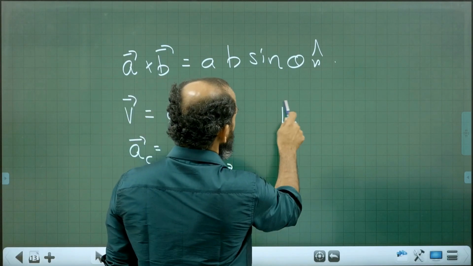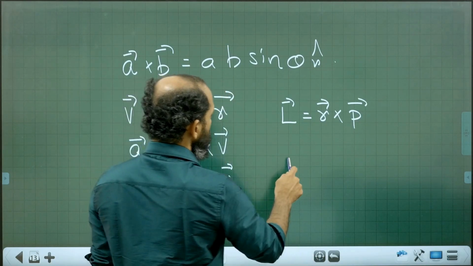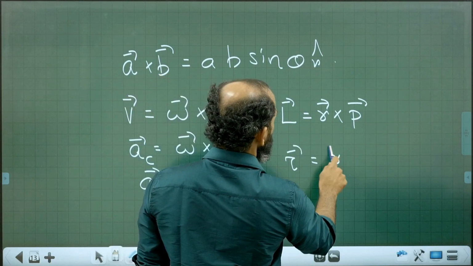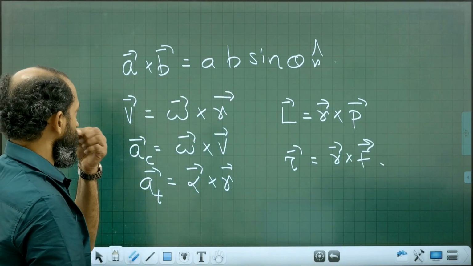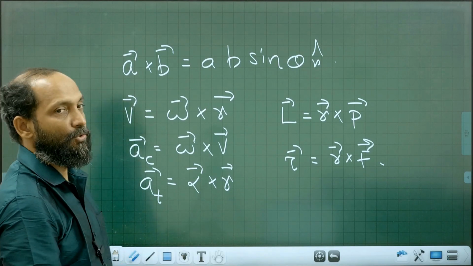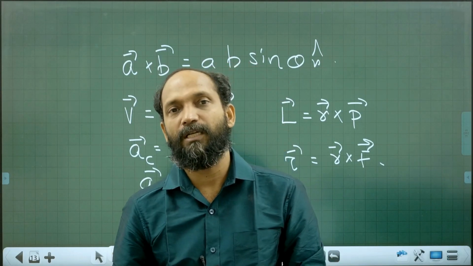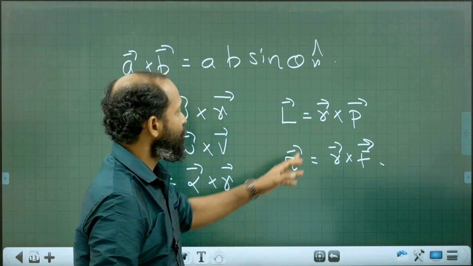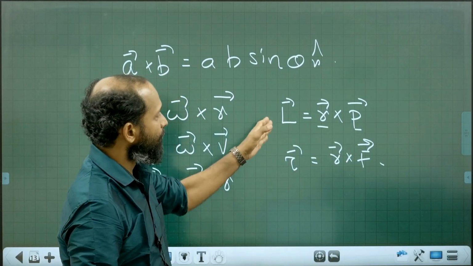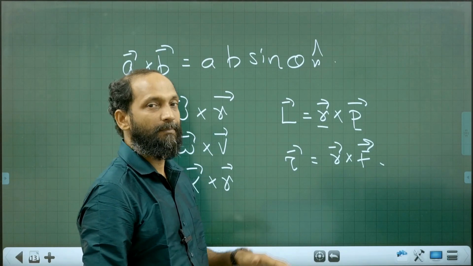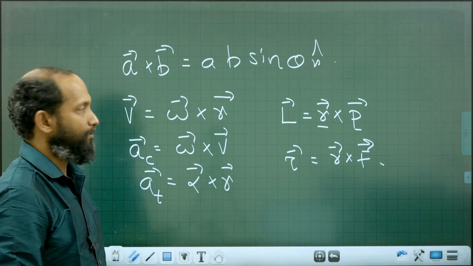Another one, angular momentum L is equal to r cross p. The next one is torque tau equal to r cross F. All this vector product we employ here. Cross product of two vectors is also a vector. It appears in a direction perpendicular to the plane of the component vectors. Suppose, for example, r and p are in the XY plane, so L is along the Z axis. That may be in the positive or negative Z axis. So any one of these can be practiced now.